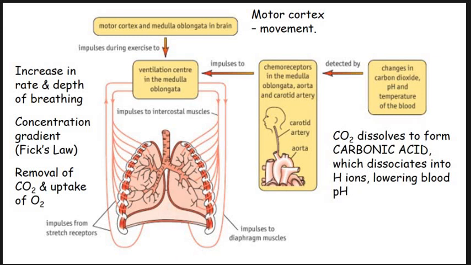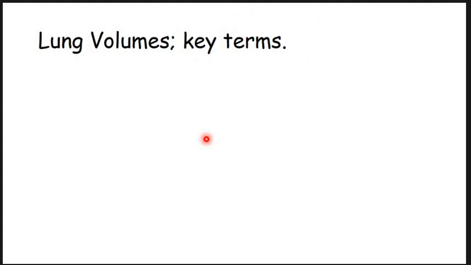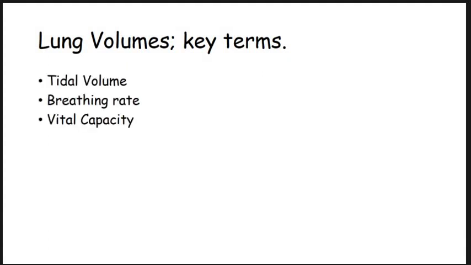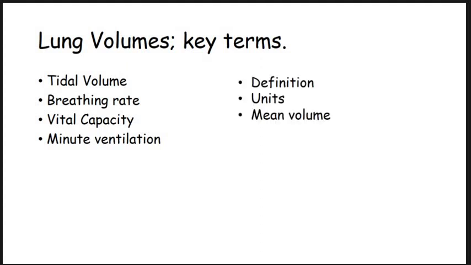Okay? So that's that. Now, lung volume, some key terms. I want to know what these mean, and this is a bit of work for today, or part of it. You can put some definitions in for me. I want tidal volume, breathing rate, vital capacity, and minute ventilation. I want the definition, units, and mean volume. So send them in. There'll be a link on the VLE for that. I'm undoubtedly going to tell you the answers to these questions as we go through this video anyway. So, moving on. They're the key terms that we'll be looking at: tidal volume, breathing rate, vital capacity, and minute ventilation.